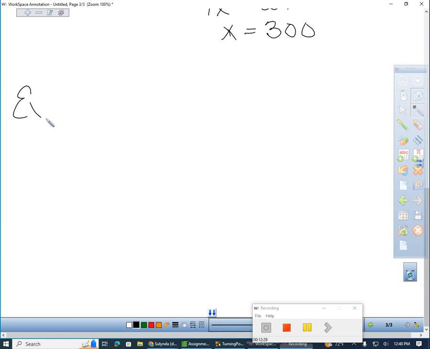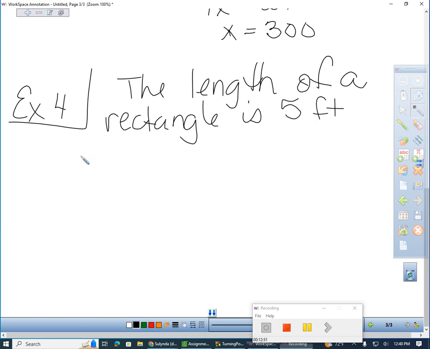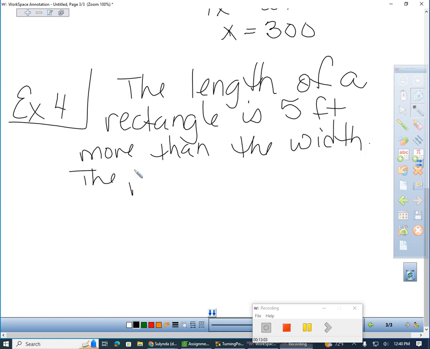Example number 4. Let's go with the length of a rectangle is 5 feet more than the width. The perimeter is, let's go with 22.